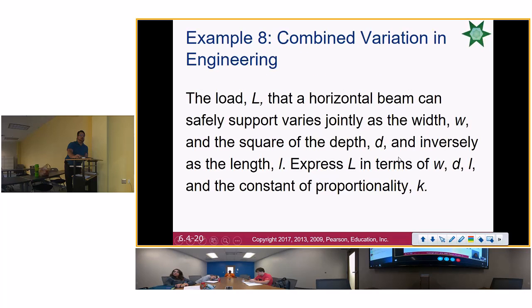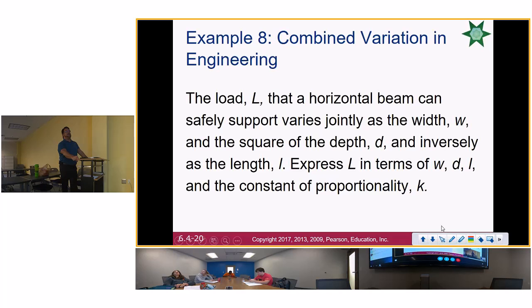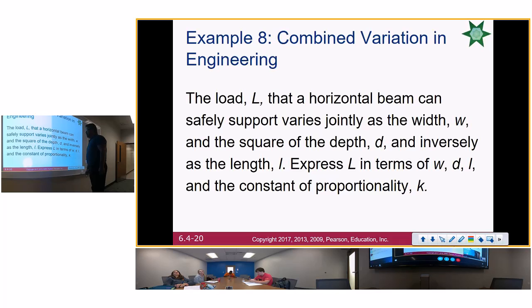Okay, read this one. The load that a horizontal beam, y'all know what the load on a horizontal beam is called? It's called tensile strength. Bet y'all didn't know that. The horizontal beam can safely support varies jointly as the width and the square of the depth and inversely as the length. All right, so let's just highlight that as part 1.